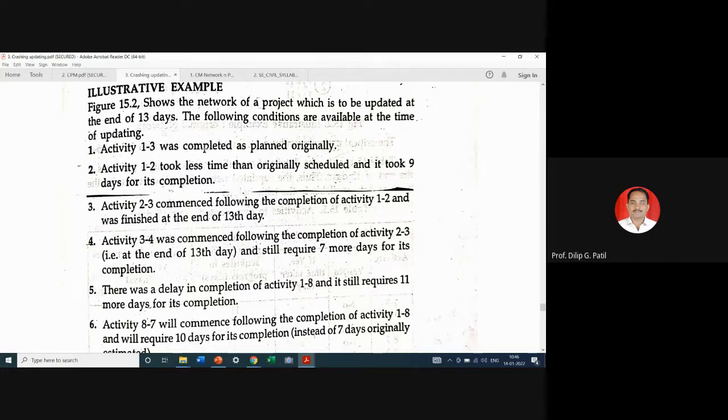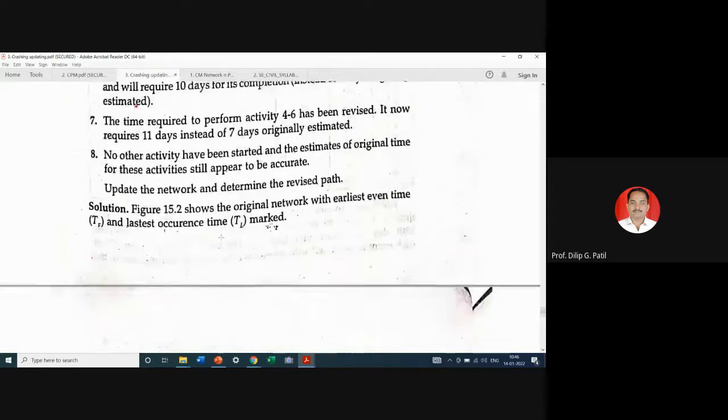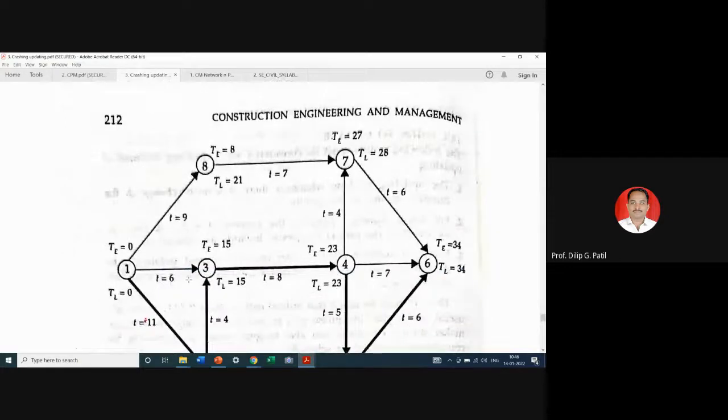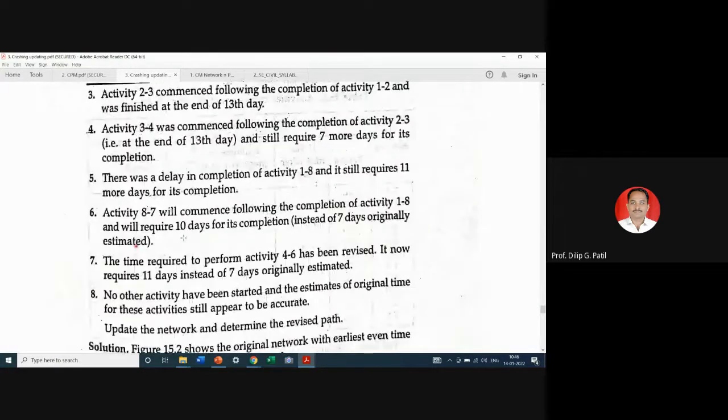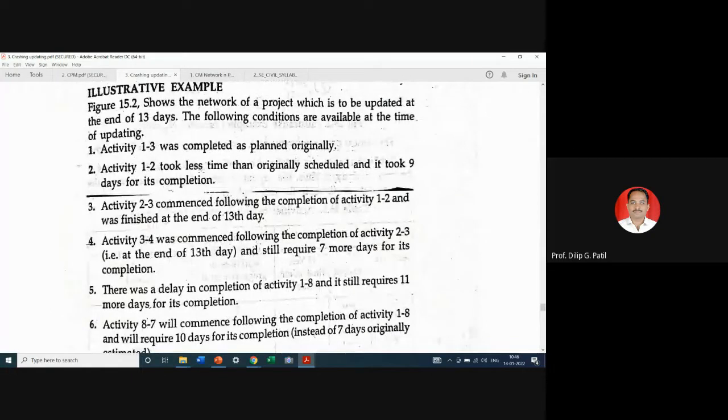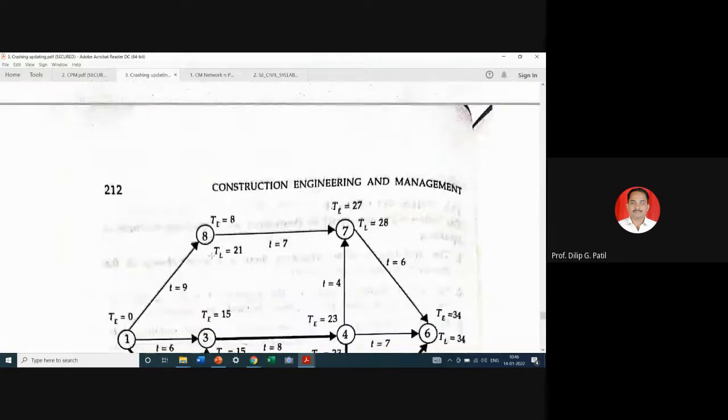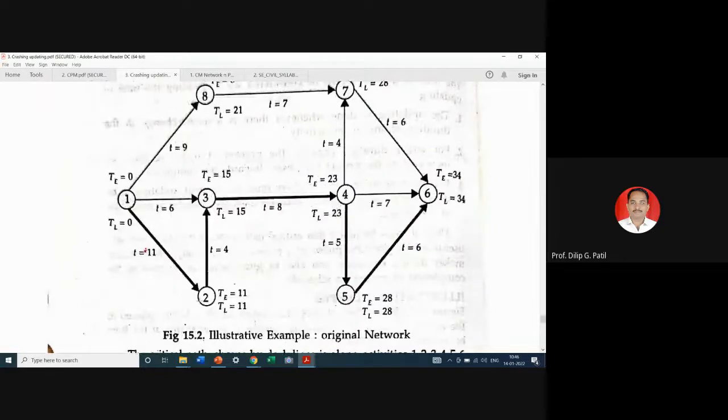So activity 1-3 was completed as planned originally. That means the activity 1-3 that was given at first was completed as per planning. It must have taken 6 days and it must have completed accordingly. Then activity 1-2 took less time than originally scheduled and it took 9 days for its completion. Activity 1-2: here we had allotted 11 days, but it took 9 days only.